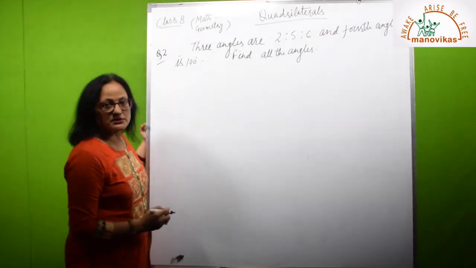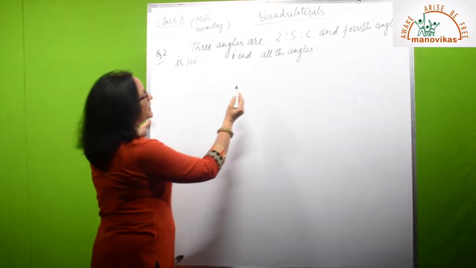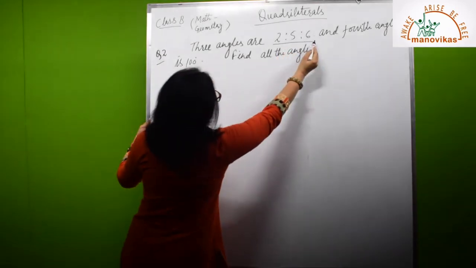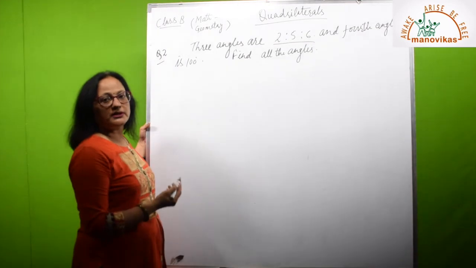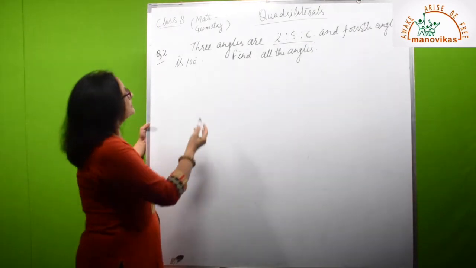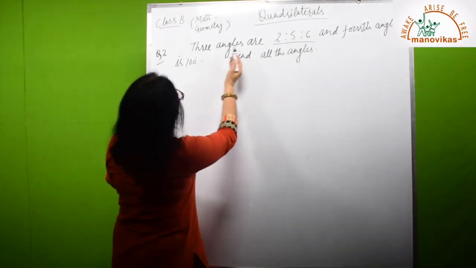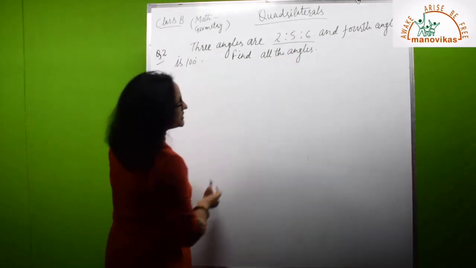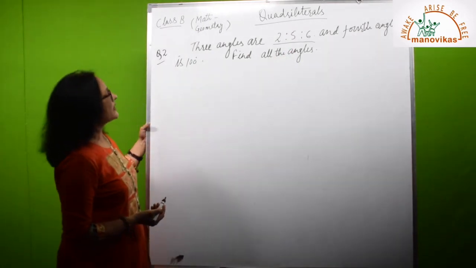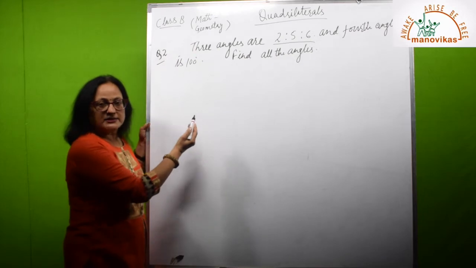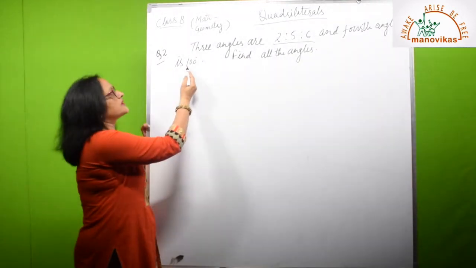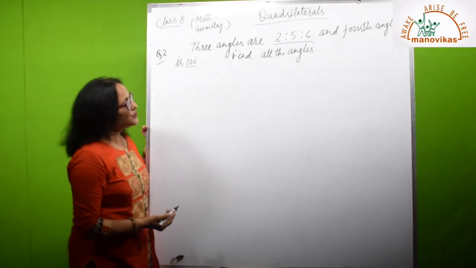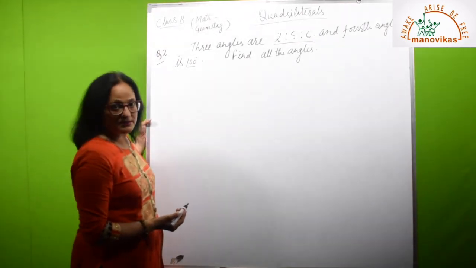Now I am taking another type of question. In such questions, you will be given the ratio of the angles and you have to find the angles. Either the ratio of two angles, three angles or all the four angles. So the method is the same. Three angles are in the ratio 2:5:6 and the fourth angle is 100 degrees. In this question you are given the ratio of three angles and the fourth angle measure is given as 100 degrees. You have to find all the angles.